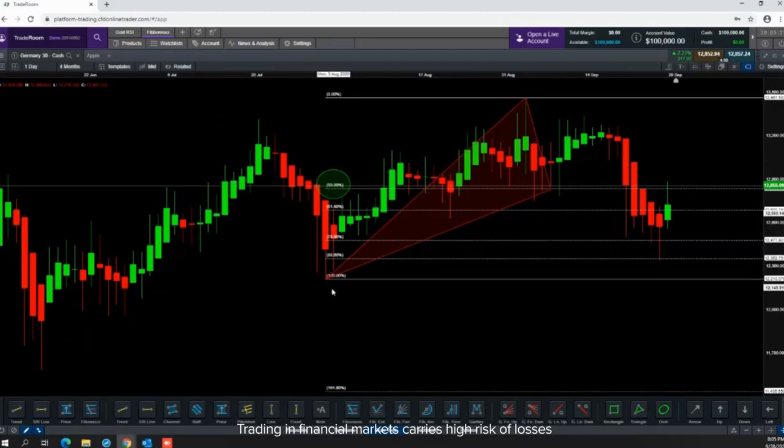I already know it is not a Gartley pattern, but it could be a potential bat pattern. Now, however, just because the B has taken support does not necessarily mean it's a pattern. We need to wait till even C and D completes.